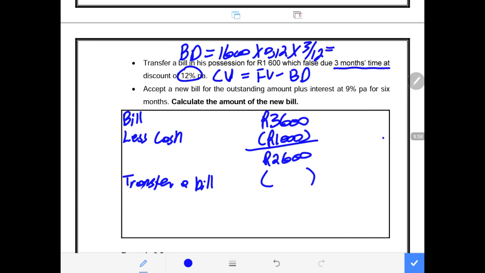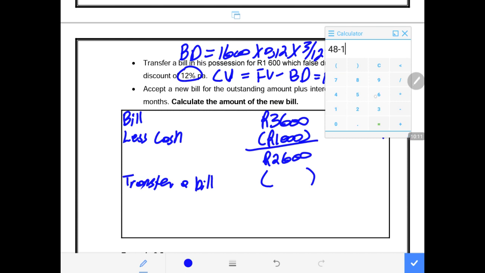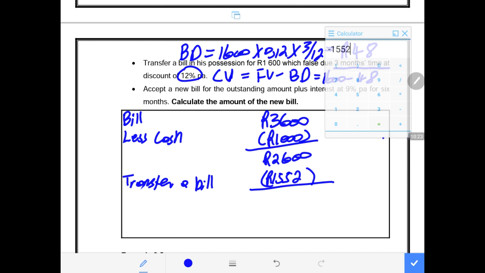We're realizing that 48 rand will be the interest that will be charged by the bank. That means this person is only going to receive 1,600 minus 48 rand. So he is going to receive a lesser amount than the face value of the bill, meaning he is going to receive cash of 1,552 rand. Remember, whenever he receives money, his intention is to pay his debt that falls due today. So now he goes and pays the 2,600 that is still outstanding. Then he is left now with the balance of 1,048 rand.